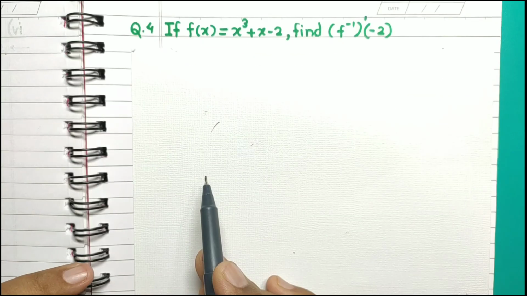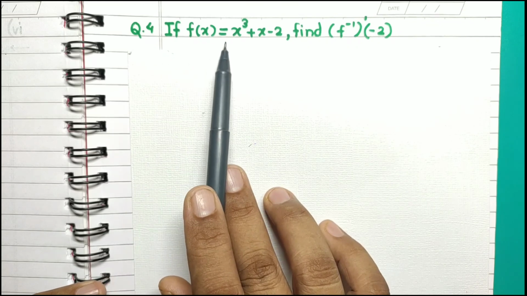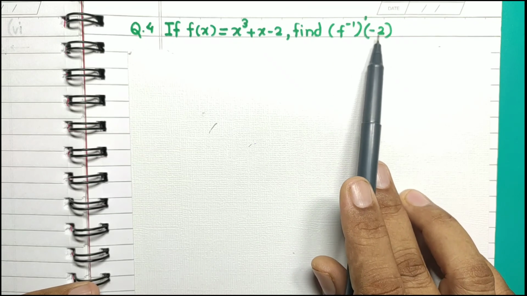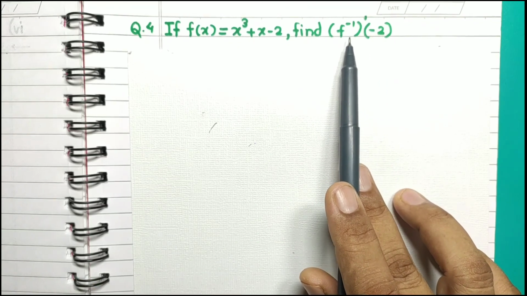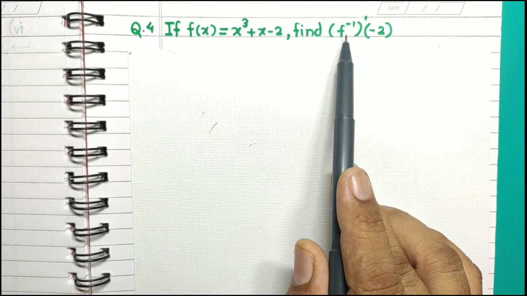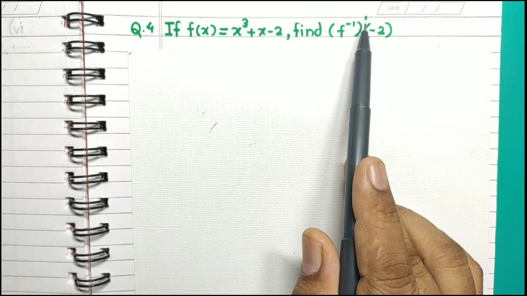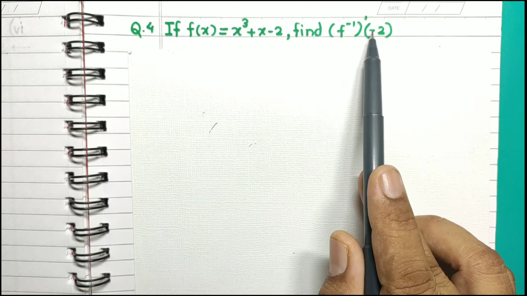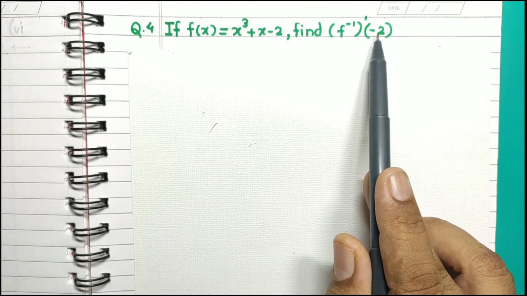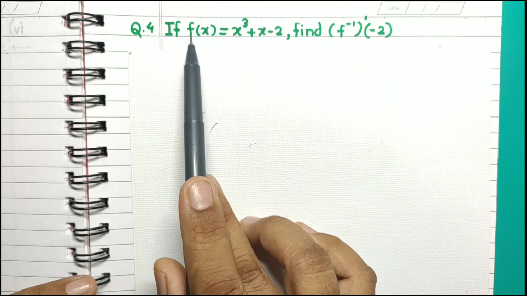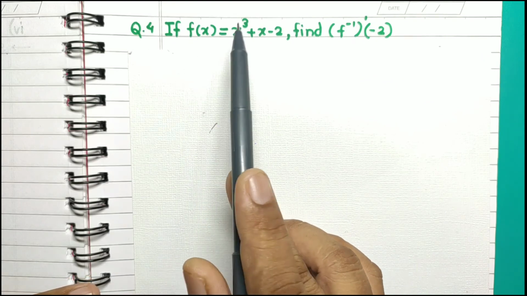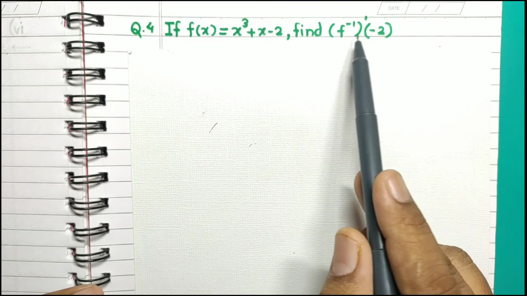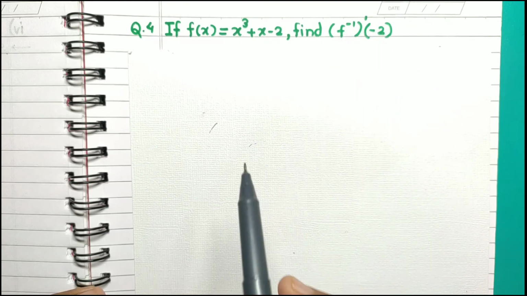Then students, the next example is: if f of x is equal to x³ + x − 2, find f inverse dash of −2. See, you note the meaning of this notation properly. This dash denotes derivative. So this is the derivative of the inverse of f at y is equal to −2. We have to find the derivative of the inverse of this function at y is equal to −2. If you know the meaning of this symbol, then it is easy to solve.